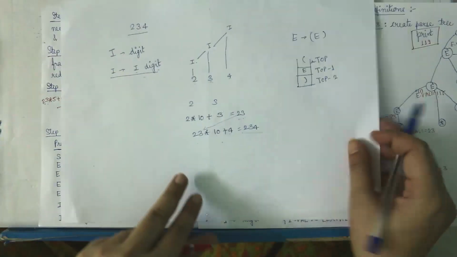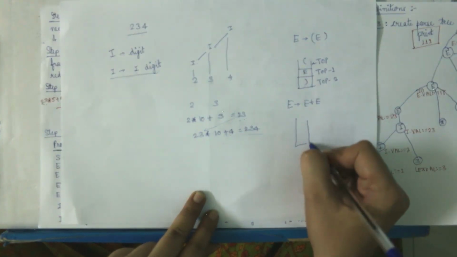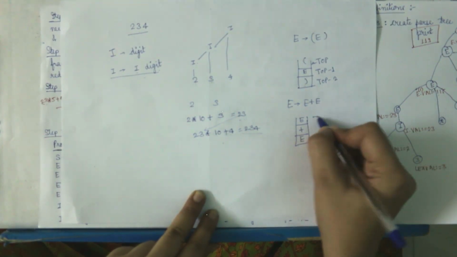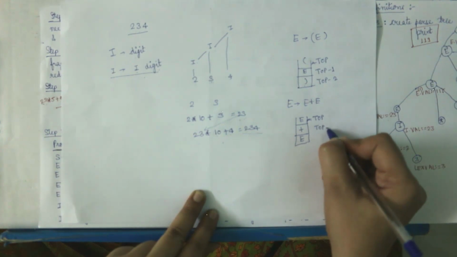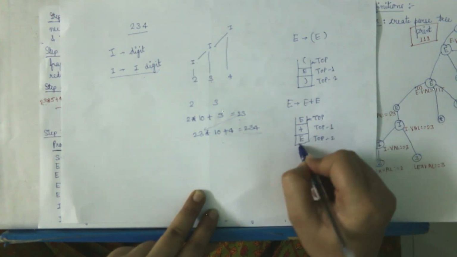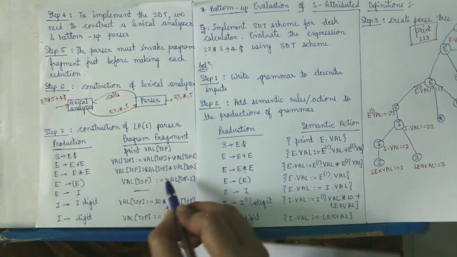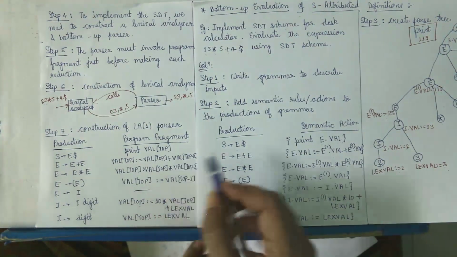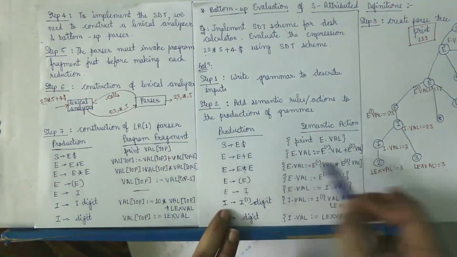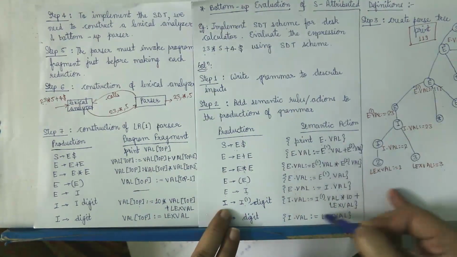How? Let's take an example. E tends to E plus E. So if we have E plus E, this is E, this is plus, and this is E. Now this is top, this is top minus 1, and this is top minus 2. So at top we have an expression, at top minus 2 we have the second expression, and at top minus 1 we have plus. So there is no need to use top minus 1. Instead we have used the plus sign here, or we can use star, and we'll use the top minus 2 and top values.